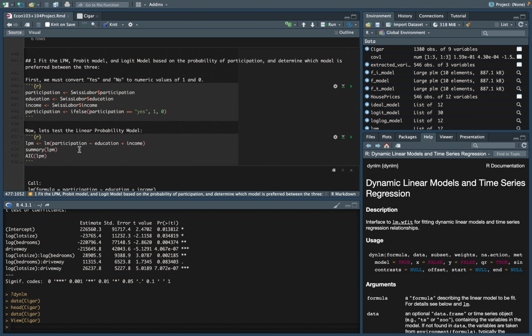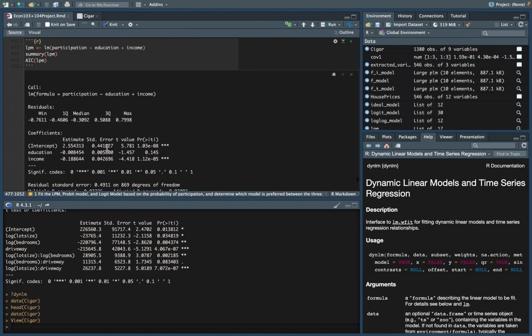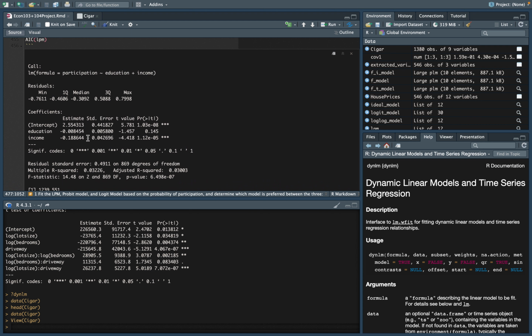And so starting off with the linear probability model, I regressed participation on both education and income, because intuitively I use these two as the main predictors for participation. And so when I summarized it, we get these coefficients.